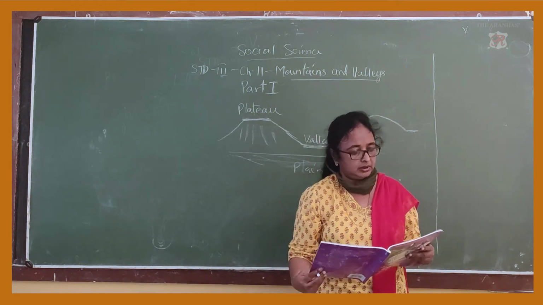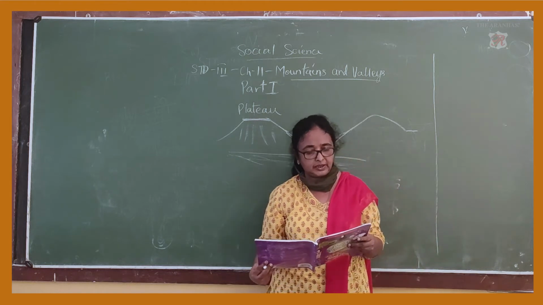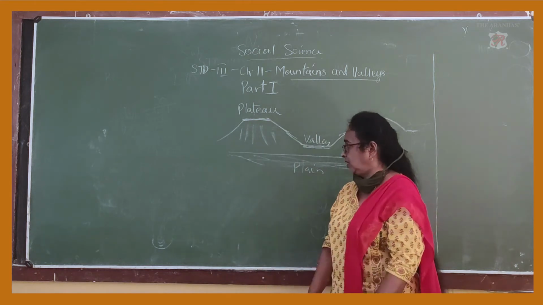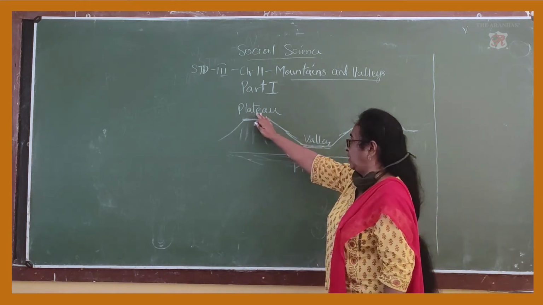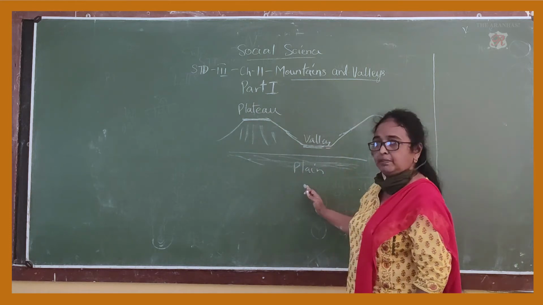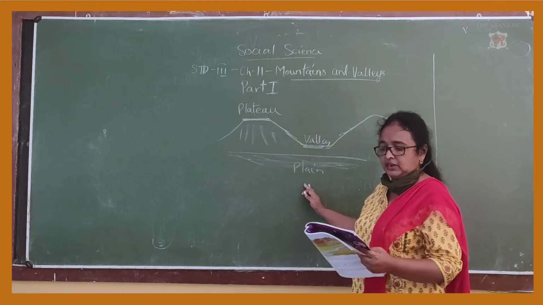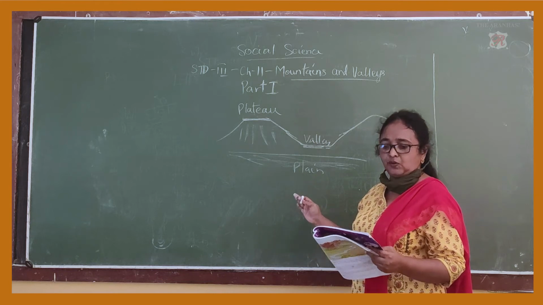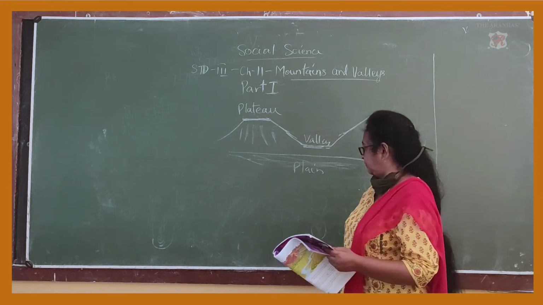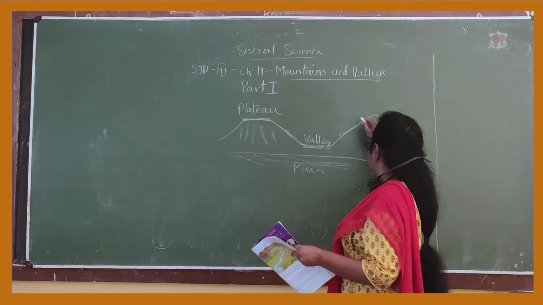Okay. Now the plain and plateau are examples of landforms. Now how many forms have you seen? Plateau you have seen, valley you have seen, plain you have seen. Okay. These are different types of landforms. Okay. Mountains is here.